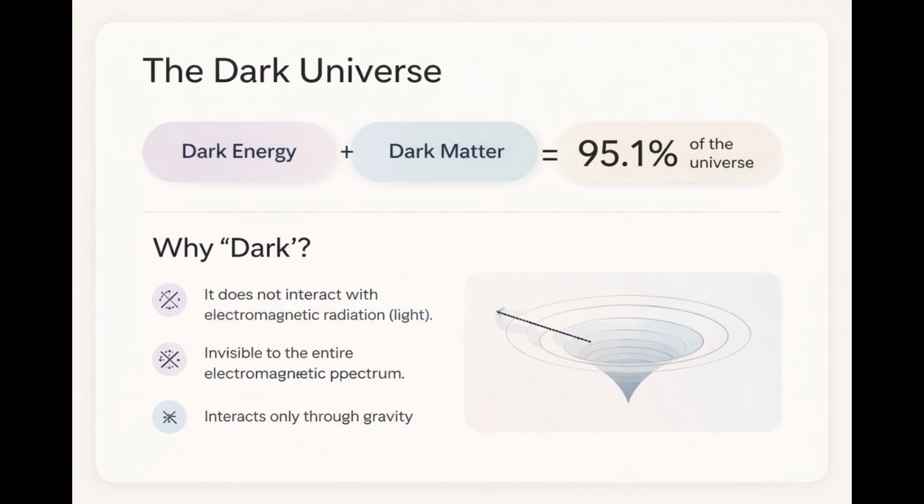Dark matter and dark energy make up the other 95.1%. We call it dark matter because it does not interact with light or any part of the electromagnetic spectrum.